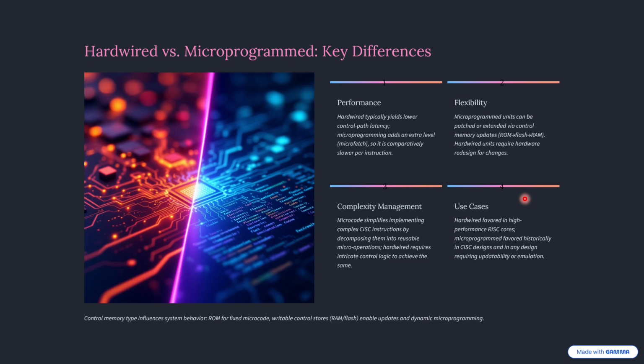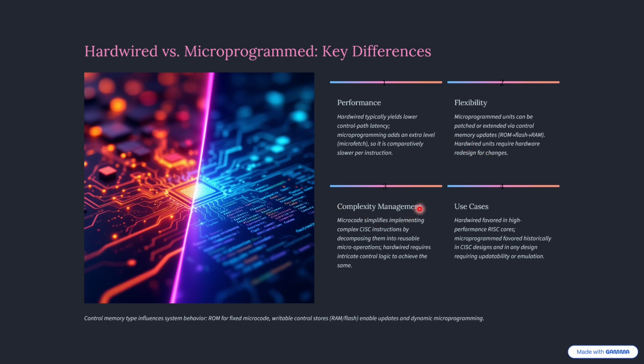Hardwired versus microprogrammed, key differences. First, we'll talk about performance. In performance, hardwired is better. Hardwired typically yields lower control path latency. Microprogrammed adds an extra microfetch level, so it's comparatively slower per instruction. Flexibility: in flexibility, microprogrammed is better. A microprogrammed unit can be patched or extended via control memory updates, from ROM to flash to RAM. Hardwired units require hardware redesign for changes.